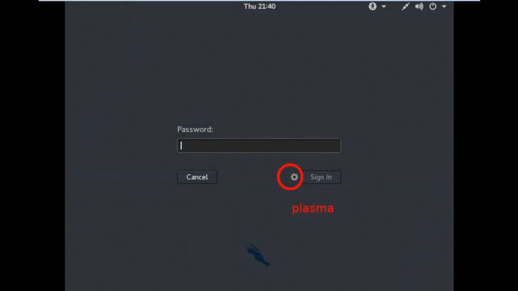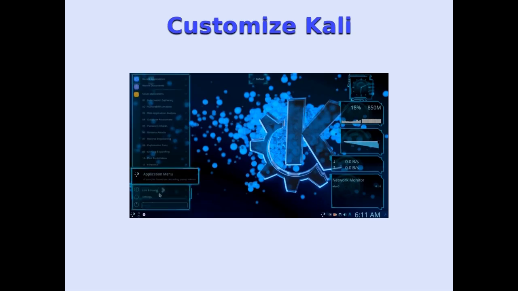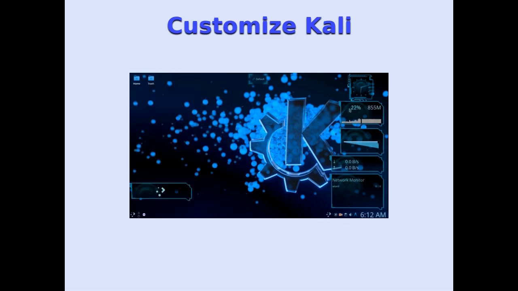And now this time, when you log in, choose the Plasma option by clicking this star icon next to the sign in button. And there we go. We are in KDE environment now, and you can add some cool widgets in here. And if you want to know how, then click on this video right here, where I showed how to customize KDE desktop for Kali.